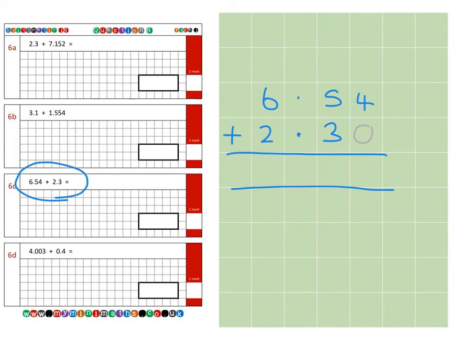So 4 plus 0 gives us 4 hundredths. 5 tenths add 3 tenths is 8 tenths. Don't forget, we need to line up that decimal point with the others. And 6 units add 2 units is 8 units. So that gives us a final answer of 8.84.